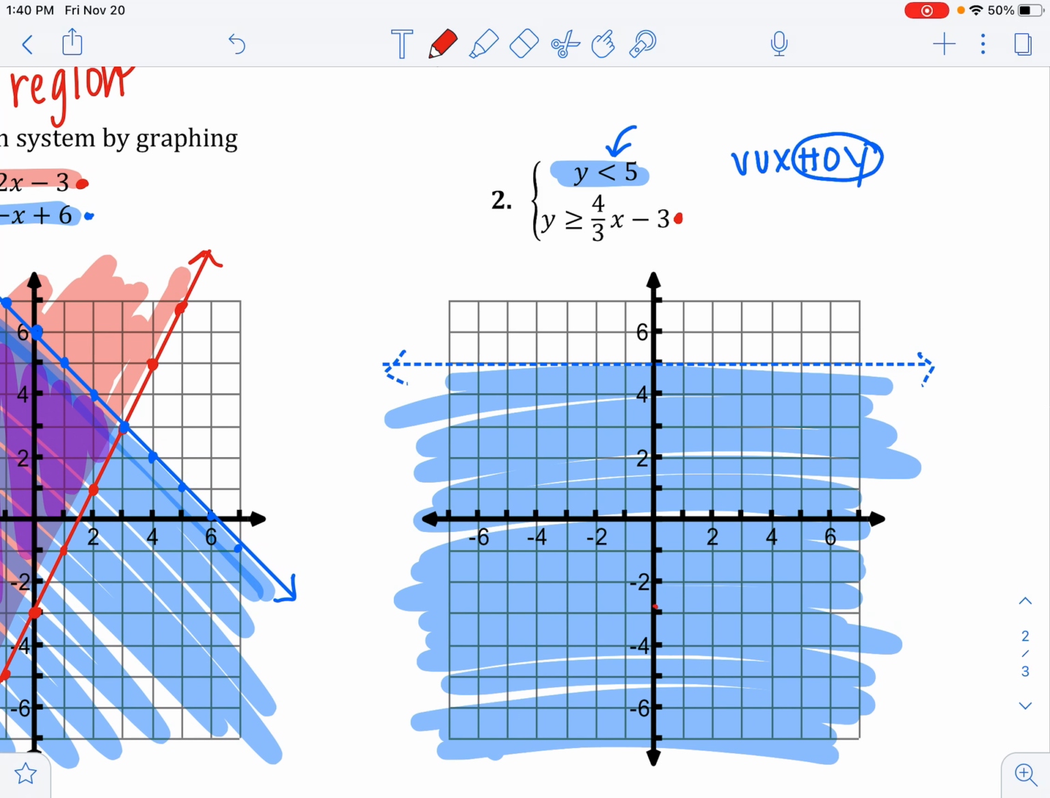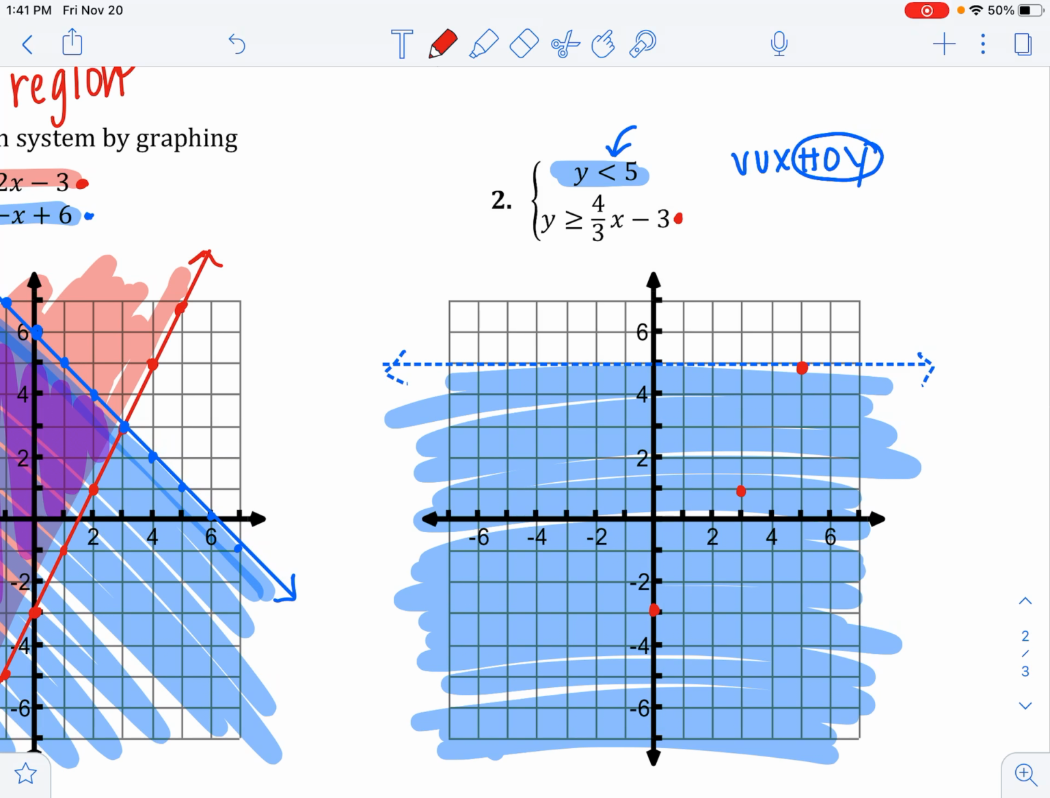Now I'm going to graph this inequality: y is greater than or equal to 4/3 x minus 3. So y-intercept of -3, slope of 4/3. Up 4, right 3. Up 4, right 3. Down 4, left 3. These values are greater than or equal to, so I'm going to include the points. I didn't go down 4 over 3 on this point right here. Do you see that? So I need to fix this.